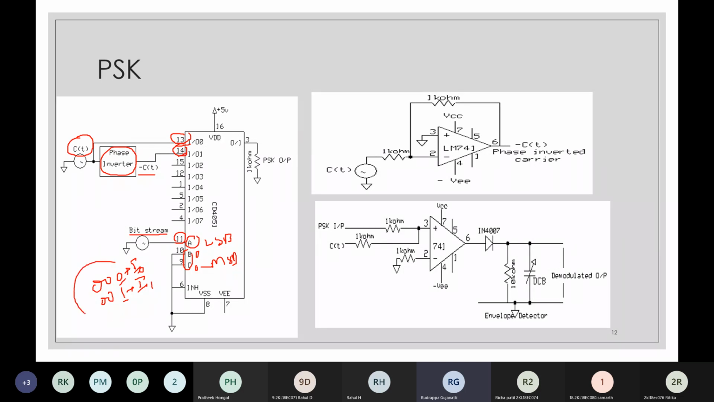Based on this logic, either the carrier as it is, without the change in phase, will be passed on to pin number 3 and I'll get the PSK output over here, or else pin number 14 is selected and that result will be presented to pin number 3. So this is how we obtain the PSK output.